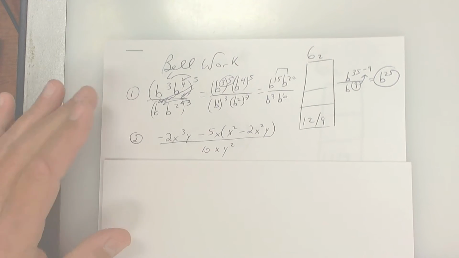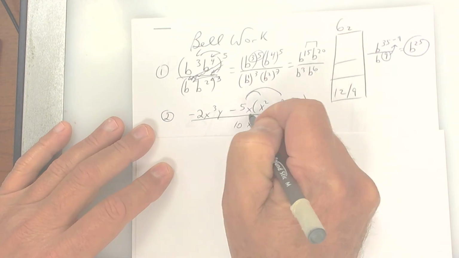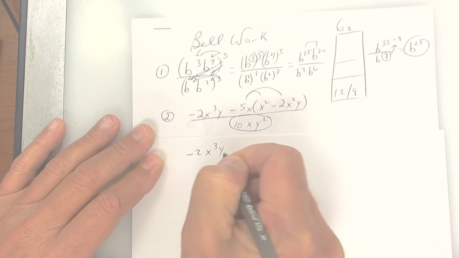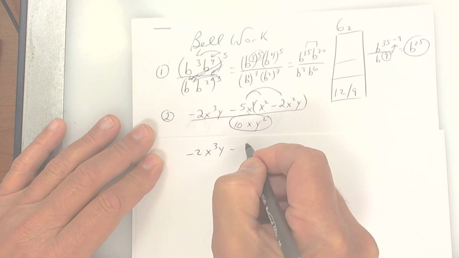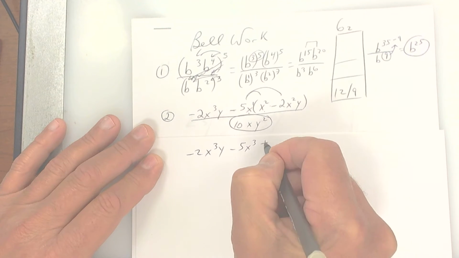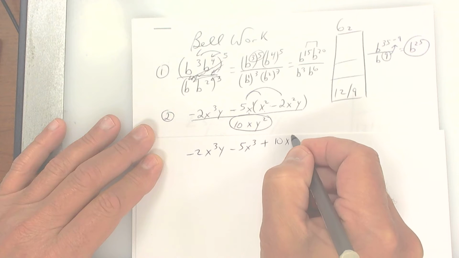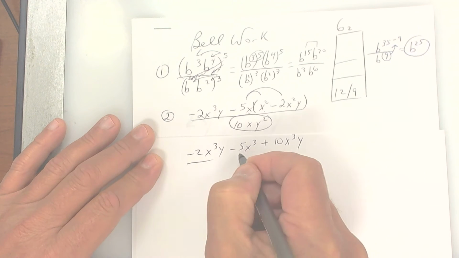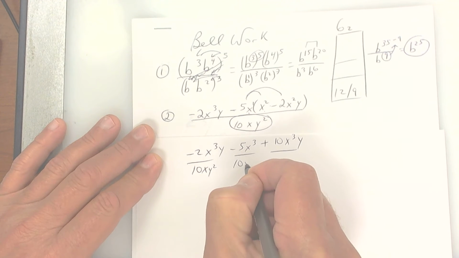This one right here, you're going to first distribute, and then you're going to write it, each one over that. So it's going to be negative 2x to the 3rd y minus. This times this, you're going to add your exponents, so that's a negative 5x to the 3rd power. This is a double negative. 5 times 2 is 10, x1 and x2 is x3, and then the y goes along for the ride. And each one of these is going to be divided by 10x y squared.